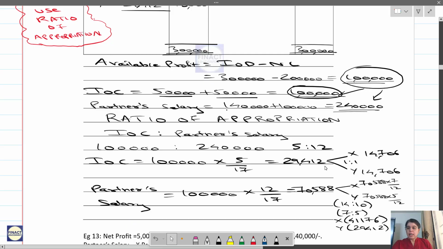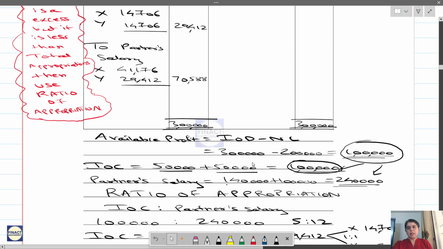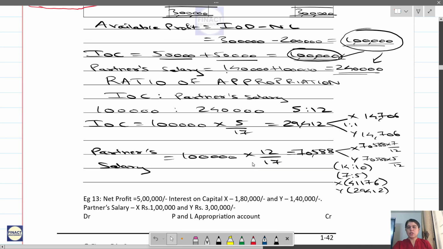See what is the ratio of interest on capital within the partners. X and Y's interest on capital was 50,000, 50,000, so the ratio was 1:1. So whatever interest on capital is calculated over here, that is 29,412, is distributed equally among the partners. Now for partner's salary, see what is the initial ratio.